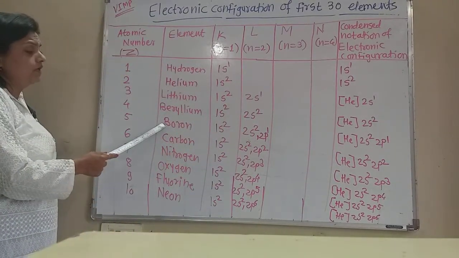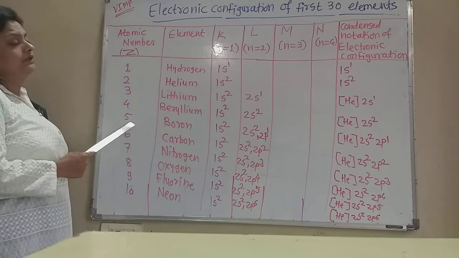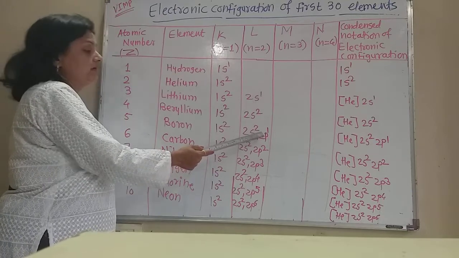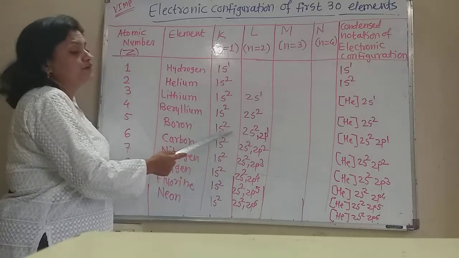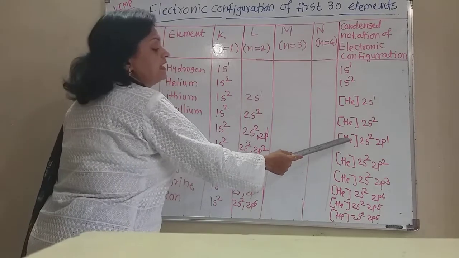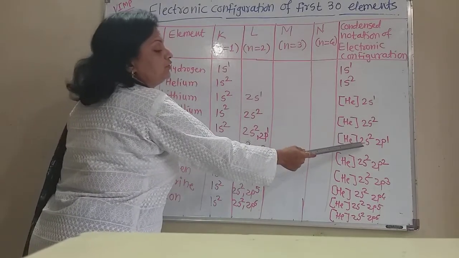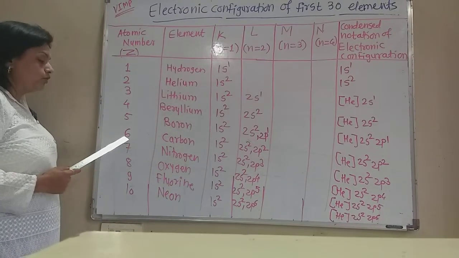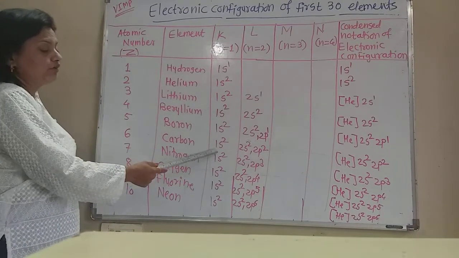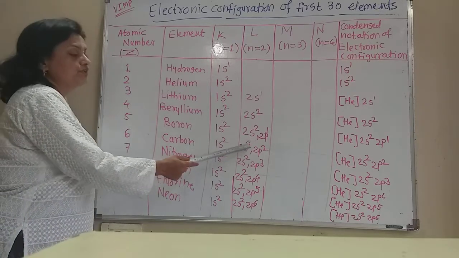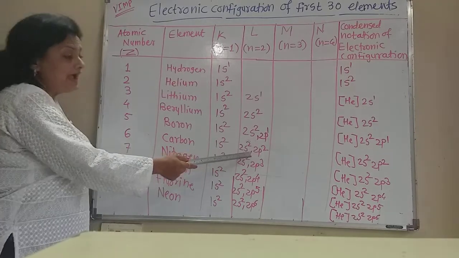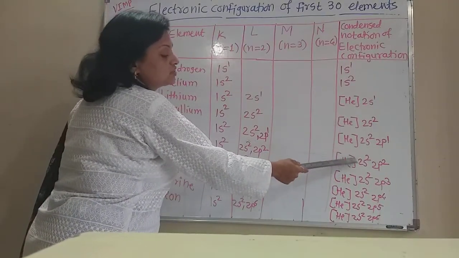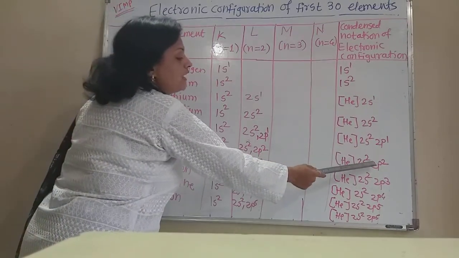Similarly in boron, atomic number 5, the electronic configuration is 1s2, 2s2, 2p1. Now this 1s2 configuration is here also shown by helium in the square bracket, then 2s2 and 2p1. Similarly carbon, atomic number 6, has the electronic configuration 1s2, 2s2, 2p2, and the condensed configuration is shown by [He] in the square bracket, then 2s2 and 2p2.